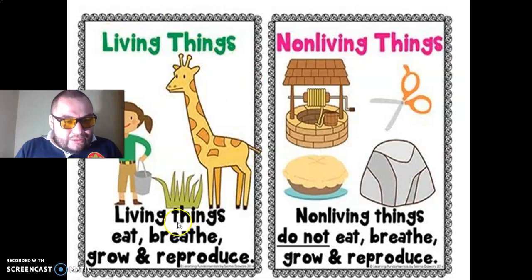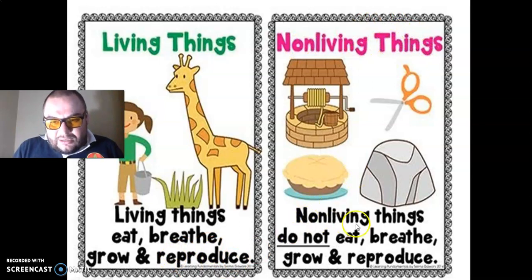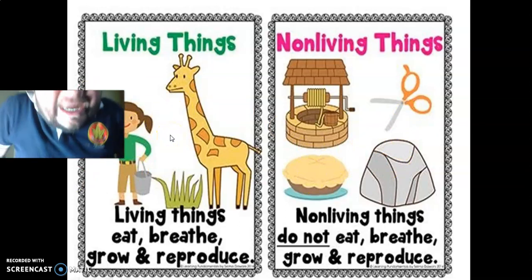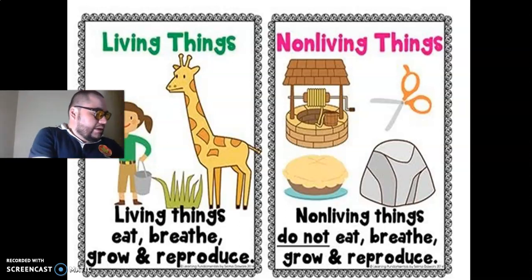Okay, living things. Look at this definition. Living things eat, breathe, grow, and reproduce. Non-living things do not eat, breathe, grow, or reproduce. For example, non-living things: the rock, the scissors, the cake, right? The animals and the humans are living things. Do you understand, warriors? Living and not living things.